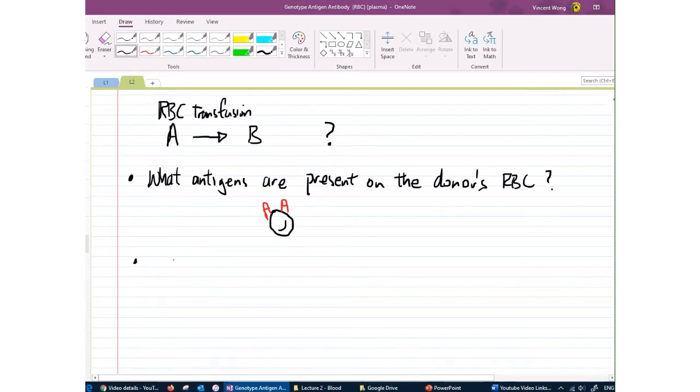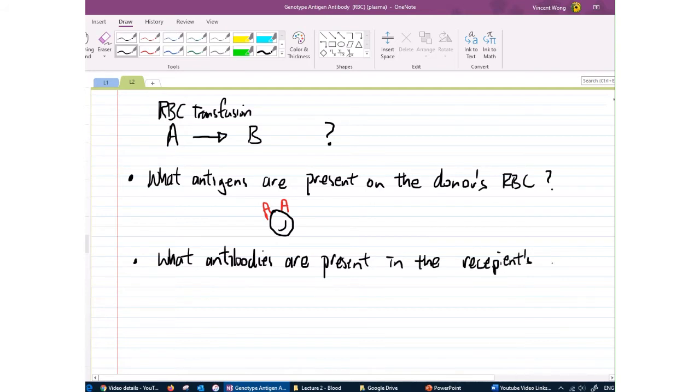The second thing you should consider is what antibodies are present in the recipient's blood plasma. If the recipient in this case is type B blood, they are going to make antibody against things that they don't have, and if they're type B blood, they are going to be making anti-A antibody.